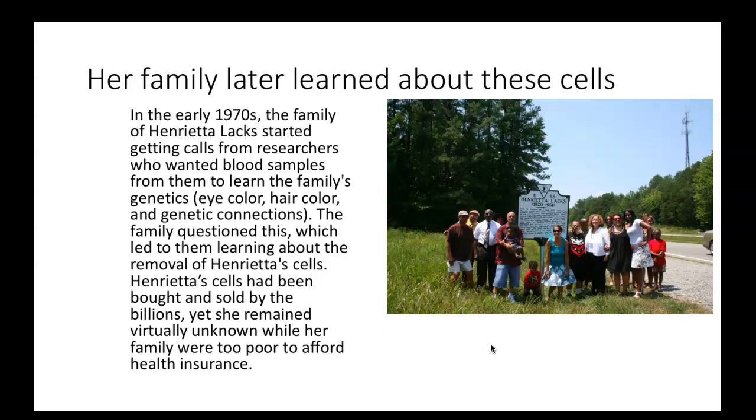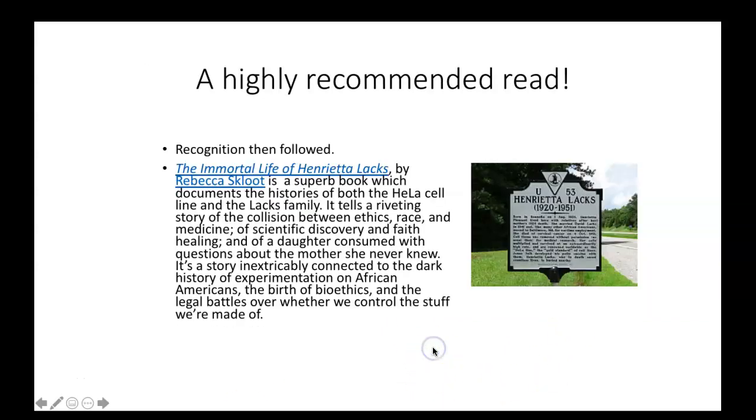And so her cells, Henrietta's cells, have been bought and sold by the billions, yet she remained virtually unknown while her family was too poor to afford health insurance. What? Her cells are being used to discover the polio vaccine, AIDS research, cancer research. I mean, just tons of stuff. And her family doesn't even have health insurance. That's so messed up.